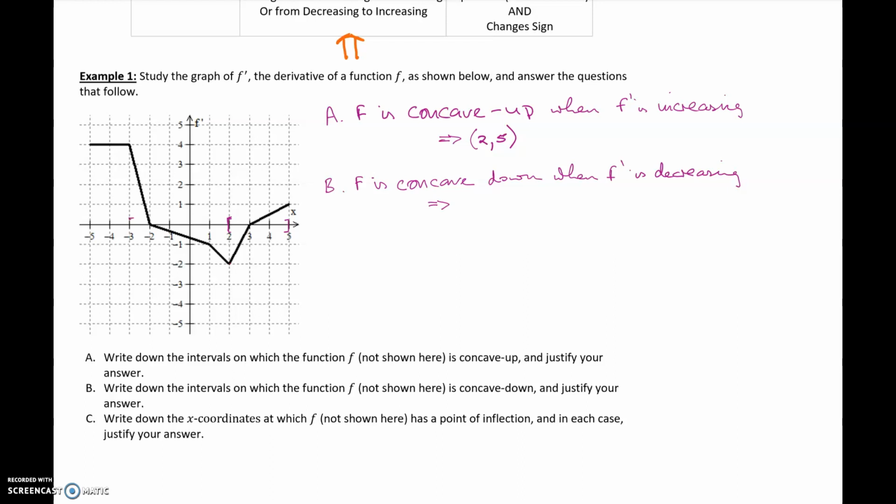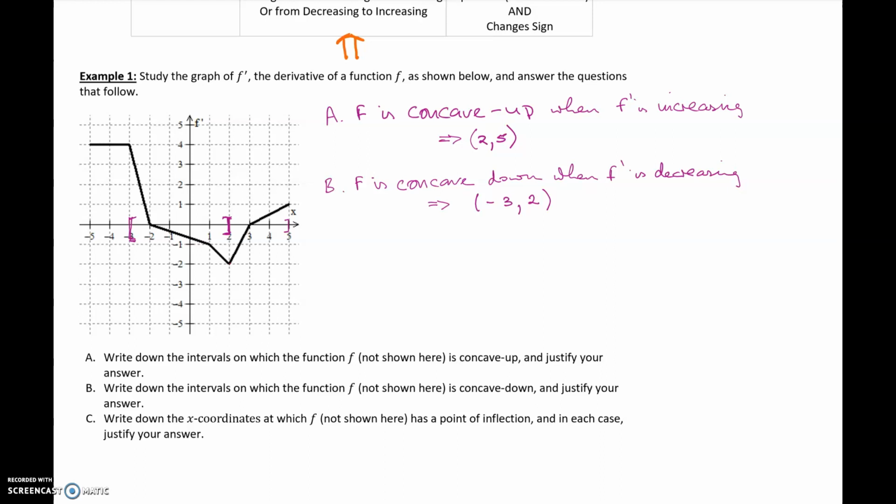Well, it starts decreasing at -3. It's flat up until -3. So we're not going to include this part of it. We're not going to include this part of it. It's flat to -3. And then it starts coming down, and it comes down all the way until you get to 2. So from -3 to 2. F is concave down when f prime is decreasing.